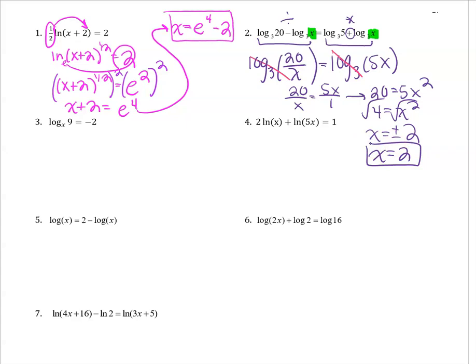All right, moving on to 3. I have logs on one side of the equation, and this is actually pretty nice because all I have to do is just lasso. Done. So this is x to the negative 2 equals 9.